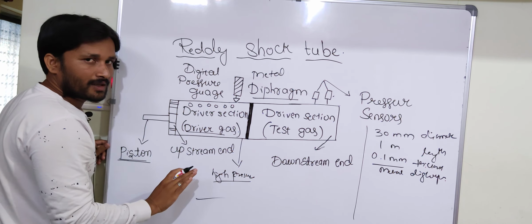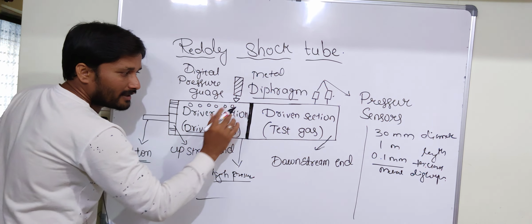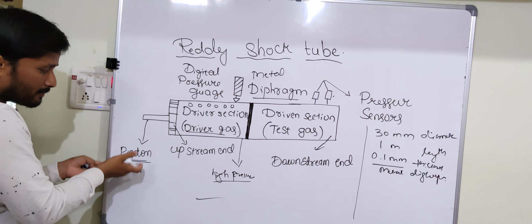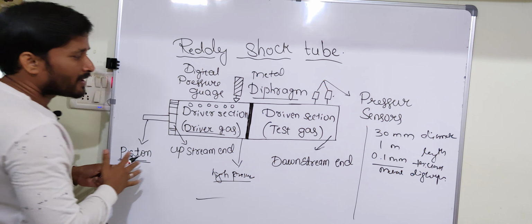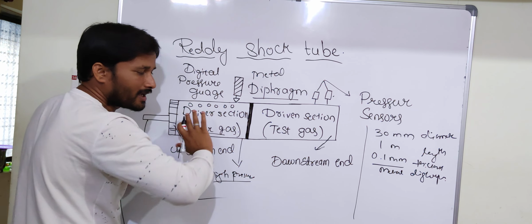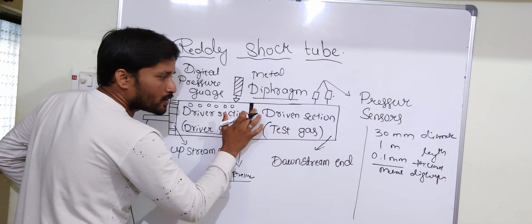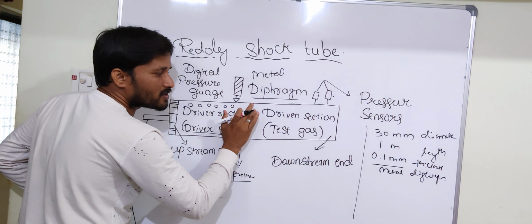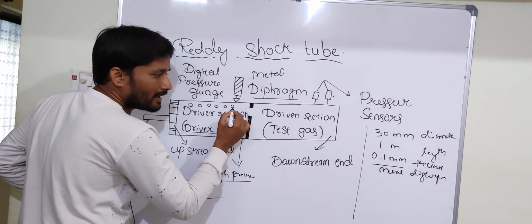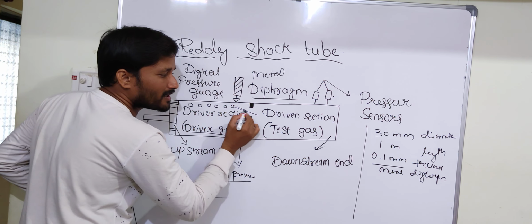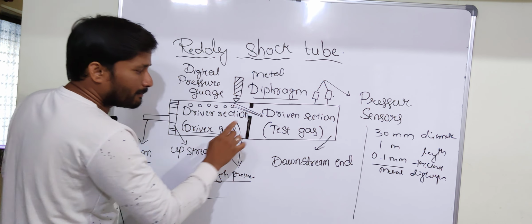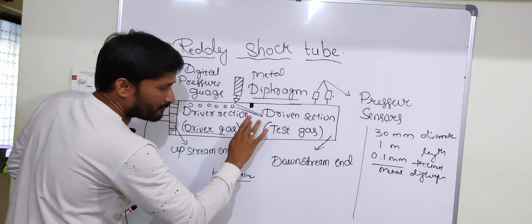But one thing is there: in between the driven and driver section there is a metal diaphragm. Due to the pressure produced by this piston, these gas molecules again and again hit this metal diaphragm. Once they hit it, slowly this metal diaphragm will get ruptured, and these gas molecules are going to enter the driven section. At a particular time, the metal diaphragm will completely rupture.